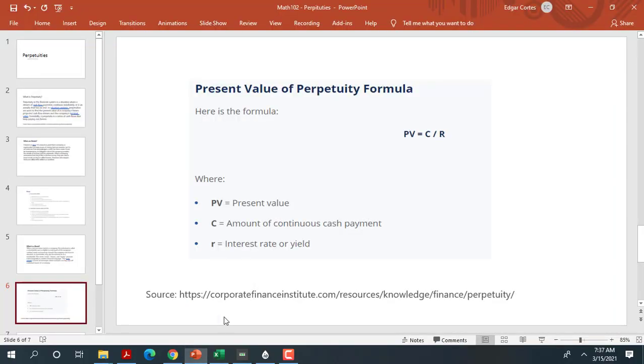To somehow discuss the financial concept of perpetuity. Here are the two common formulas of perpetuity, which I got from corporatefinanceinstitute.com. Here is the first formula, the present value of perpetuity formula. PV, which we know is the present value, is equal to C, the amount of continuous cash flow, meaning without interruption, and r is the interest rate or yield.